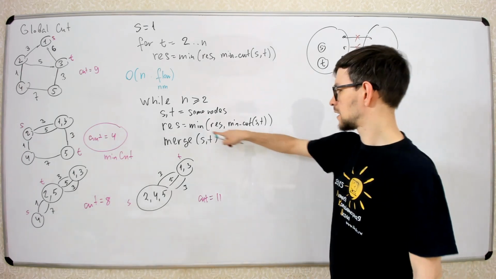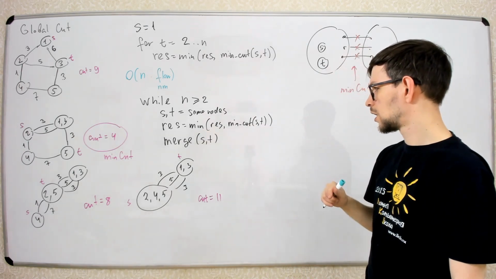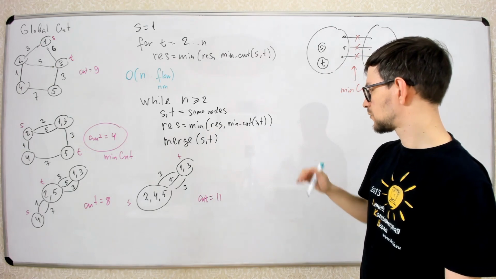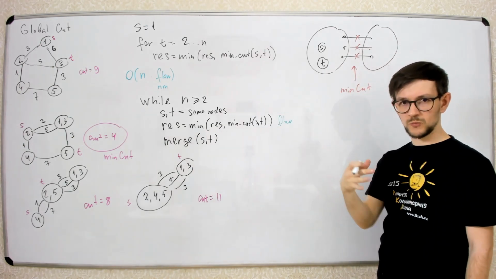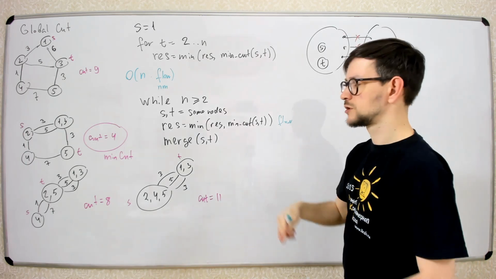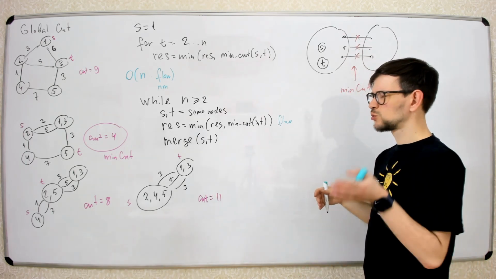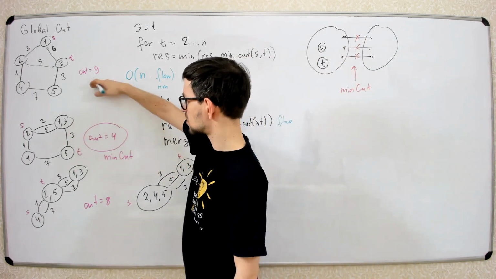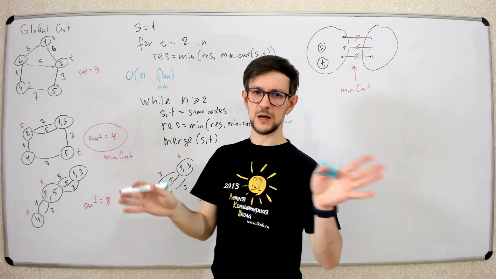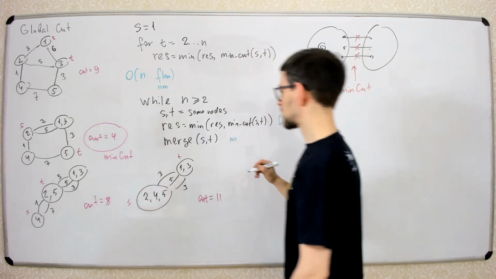So the time complexity of finding the minimal cut: here we call the maximal flow algorithm, and here we merge some nodes. We can do it easily just by constructing the whole graph. We can construct the whole graph from this graph in linear time. Okay, so let's say time m.